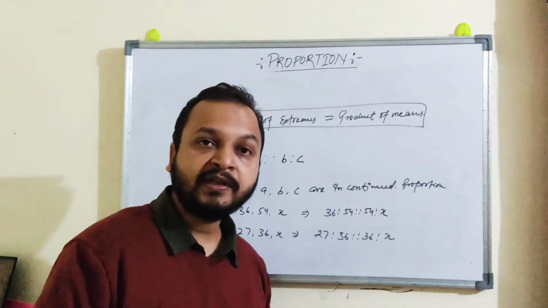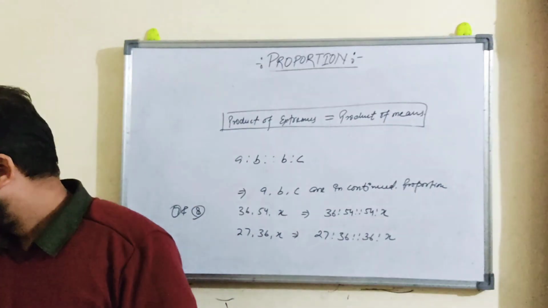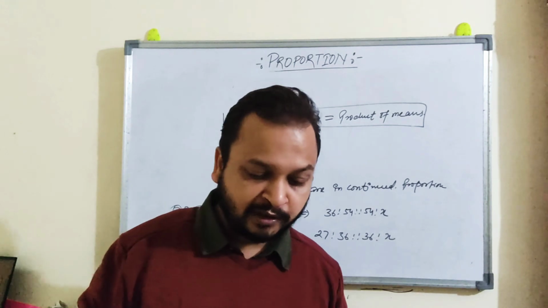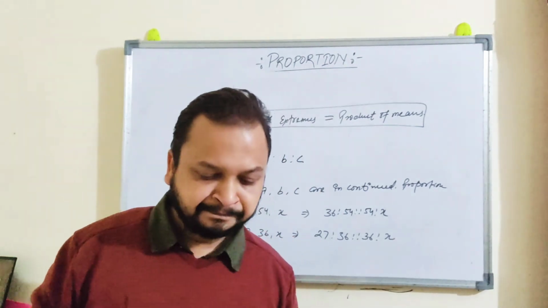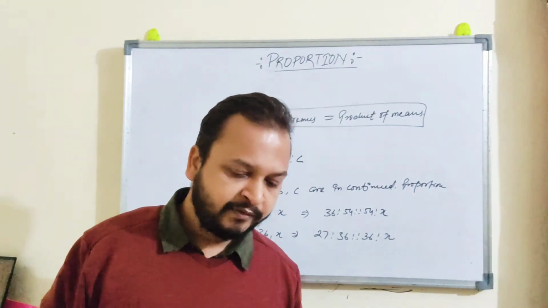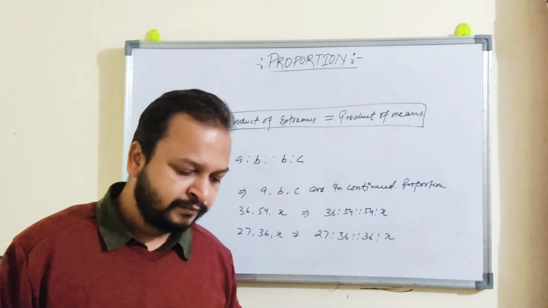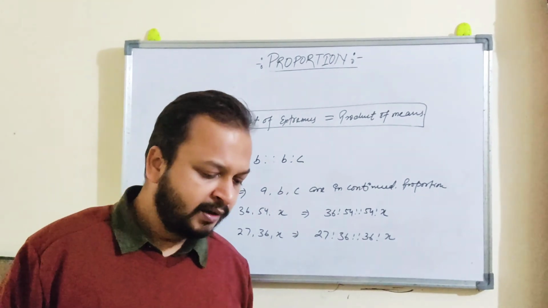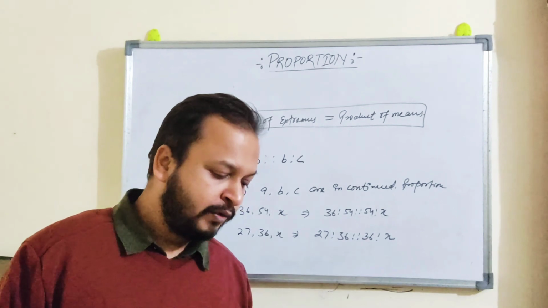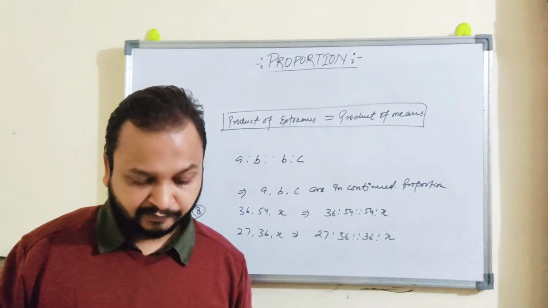So you have to solve it this way. Now from the next question, question number 9 and 10, you have to find the third proportion. In 11, you have to find the mean proportion, right? Then question numbers 12 and 13.